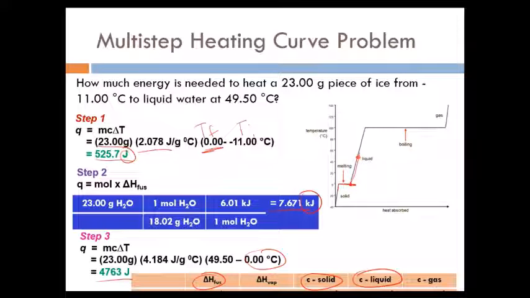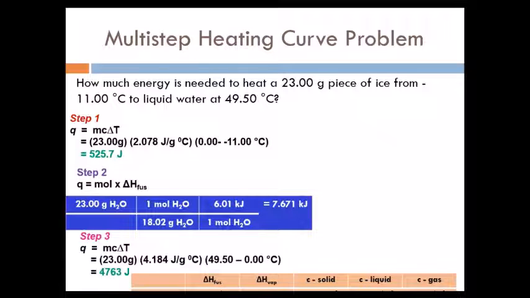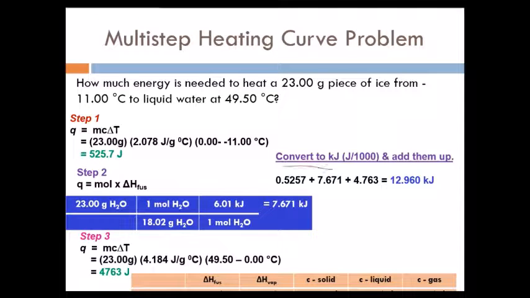Now, once we have all of these calculations done, as seen here, we can convert them to kilojoules and add them up. So take your joules, divide them by 1,000. This one was already in kilojoules, but we had to change that one into kilojoules. And then we know how many kilojoules was needed to take the piece of ice from negative 11 degrees Celsius and change it into liquid water at a temperature of 49.5 degrees Celsius. So multi-step here, this is definitely the honors level question.